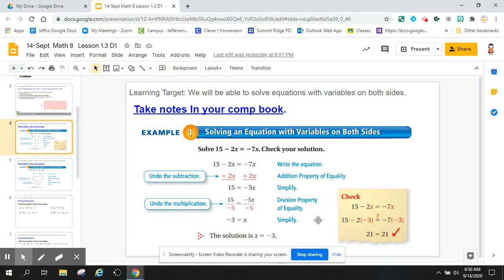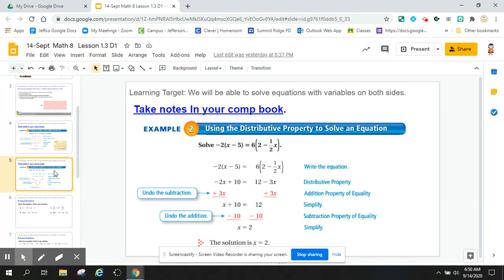Lastly, I would like for you guys to check it. So you take your original equation, and wherever you see an x, you're going to replace it with the negative 3, just like in this box. Okay. Now let's go to another example.